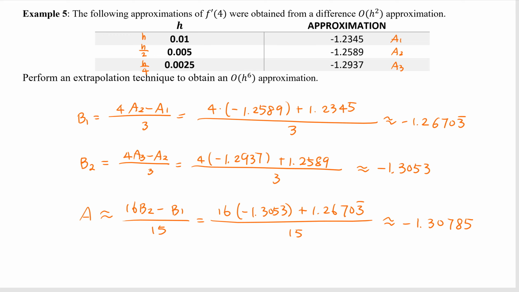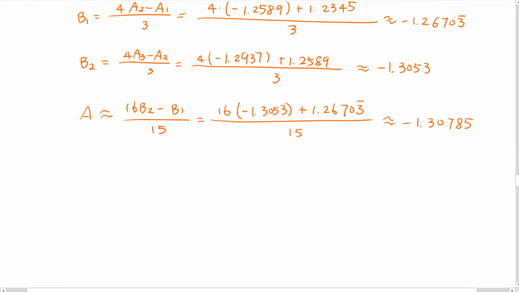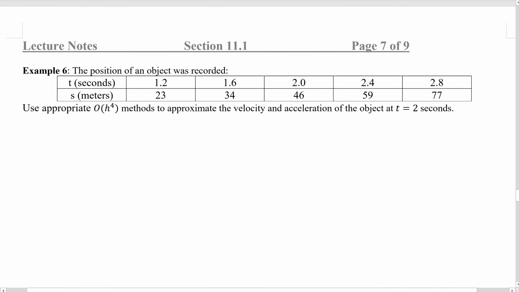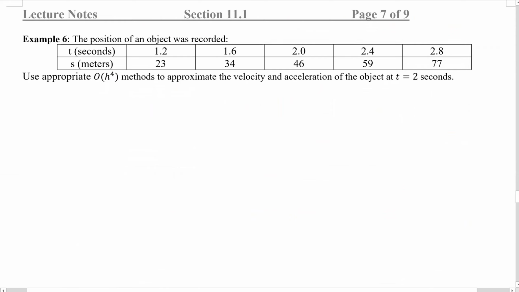So far, so good, everybody? Okay, so that is the Richardson extrapolation method. Let's continue to do more examples. Okay, so example 6. The position of an object was recorded. So we have the t in seconds and the position in meters. Use an appropriate fourth order method to approximate the velocity and acceleration of the object at t equals 2 seconds.